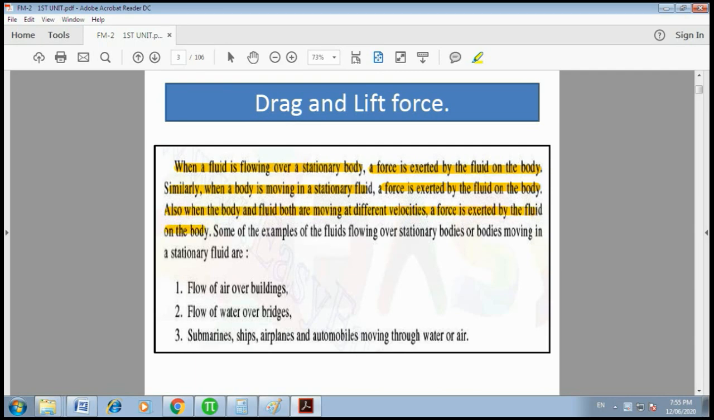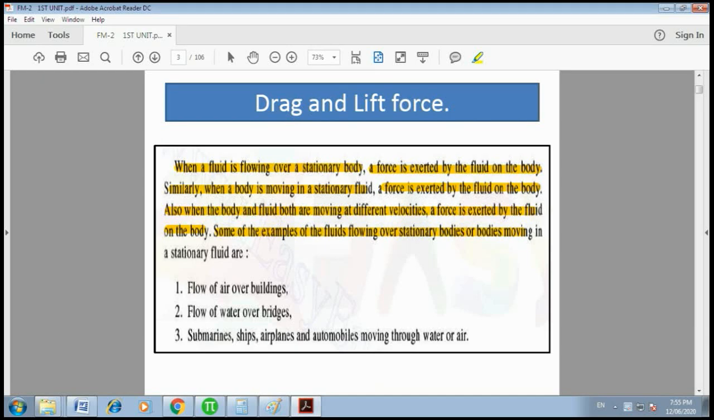So in all these three cases the fluid is acting with some force on the body. Now if we calculate that total force and resolve it into two components, horizontal and vertical, then its vertical component is called the lift force and the horizontal component is called the drag force. Flow of air over buildings, that example I have given you. Flow of water over bridge piers. Then the third case is submarines, ships, airplanes, where the object is also moving and the fluid is also moving.